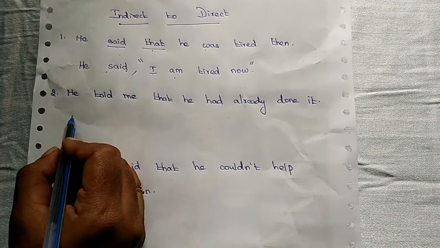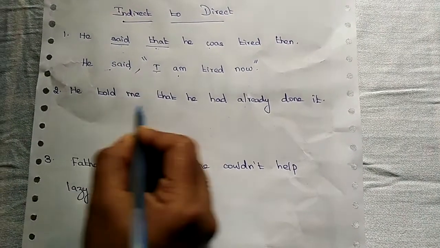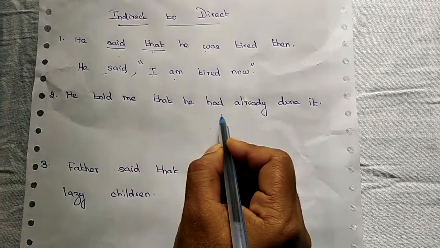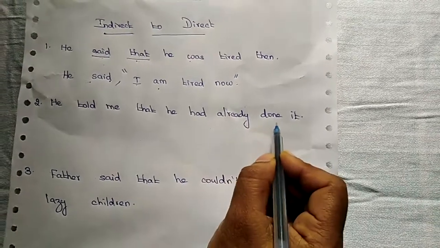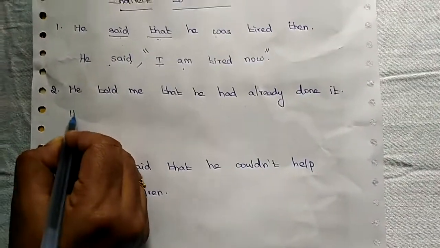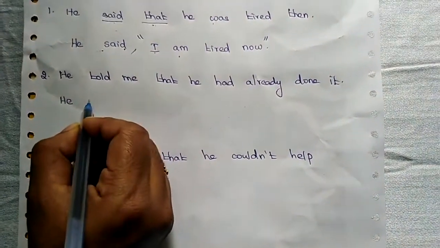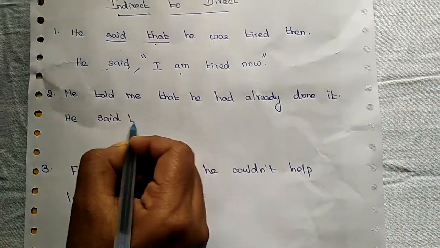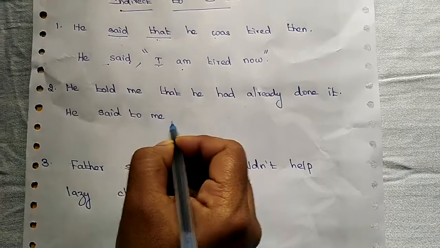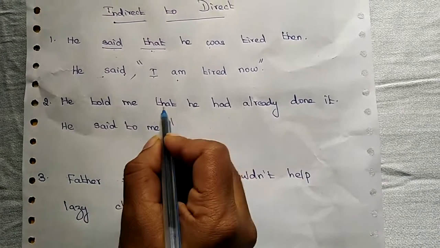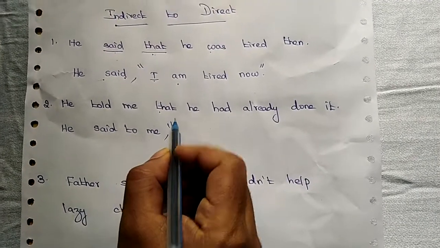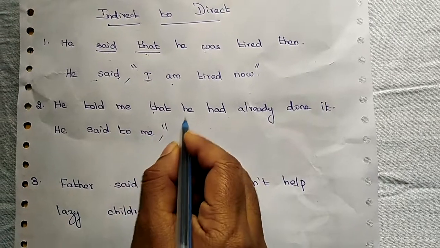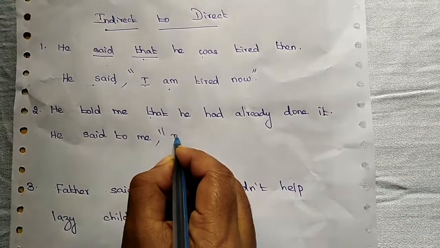Shall we move to the next sentence? He told me that he had already done it. So, as I told, he told will change into said to. He said to me, comma, begin the quote. Don't want to write this connecting word, so remove that. Then this he will change into I.